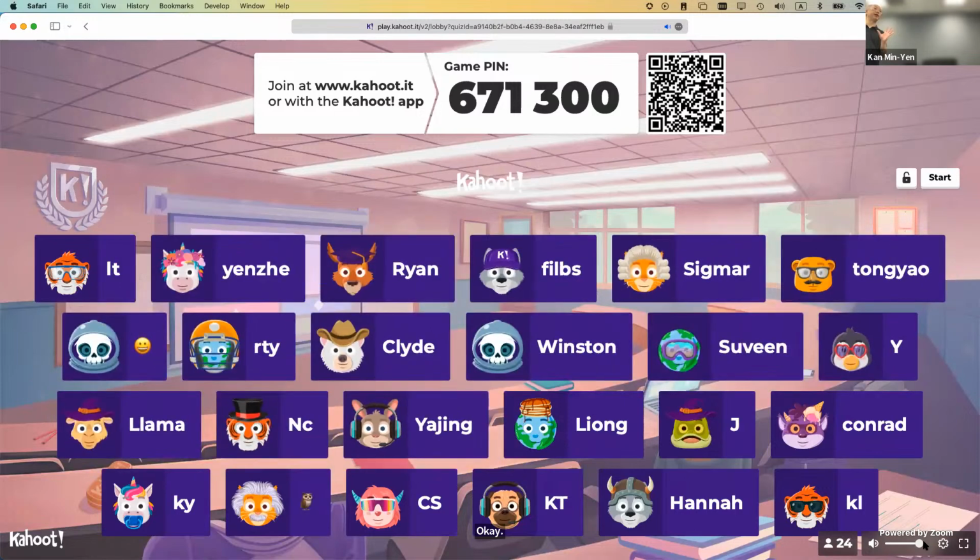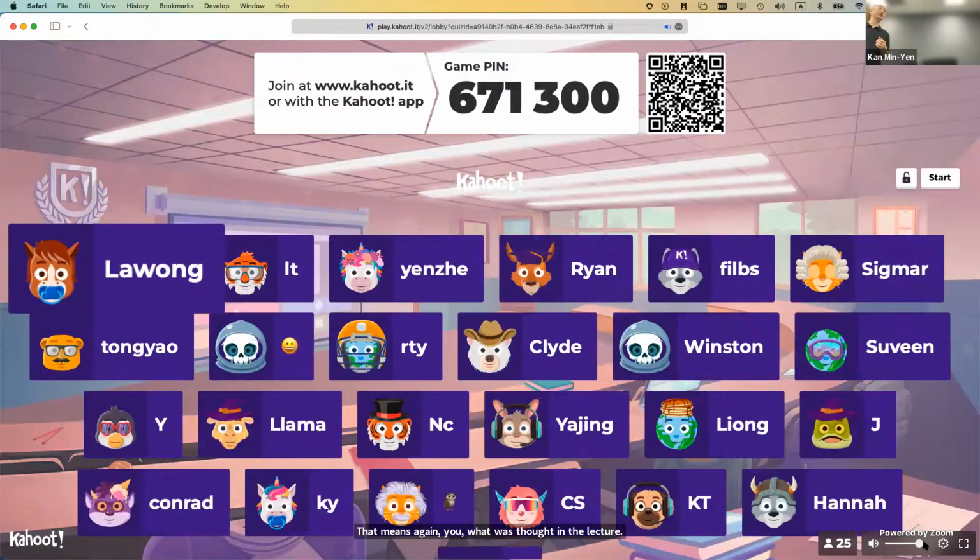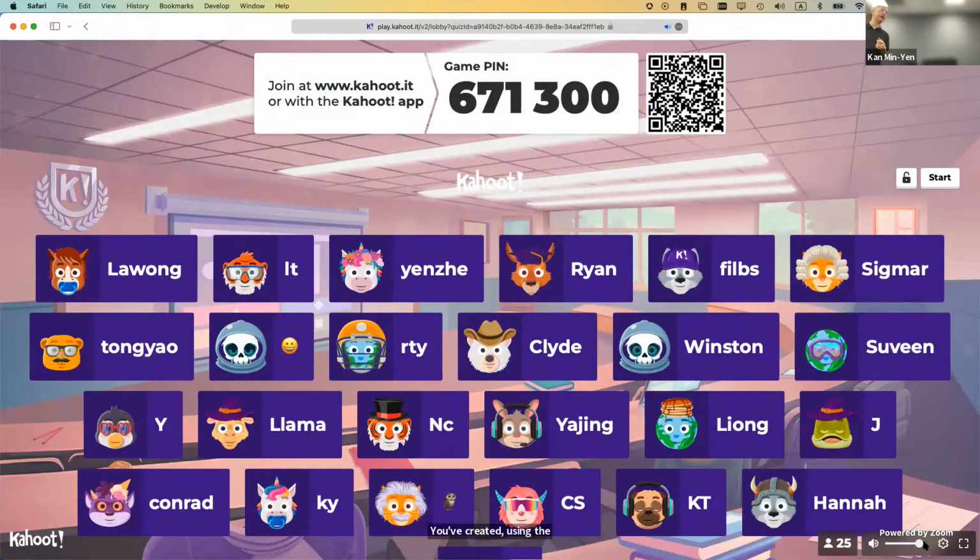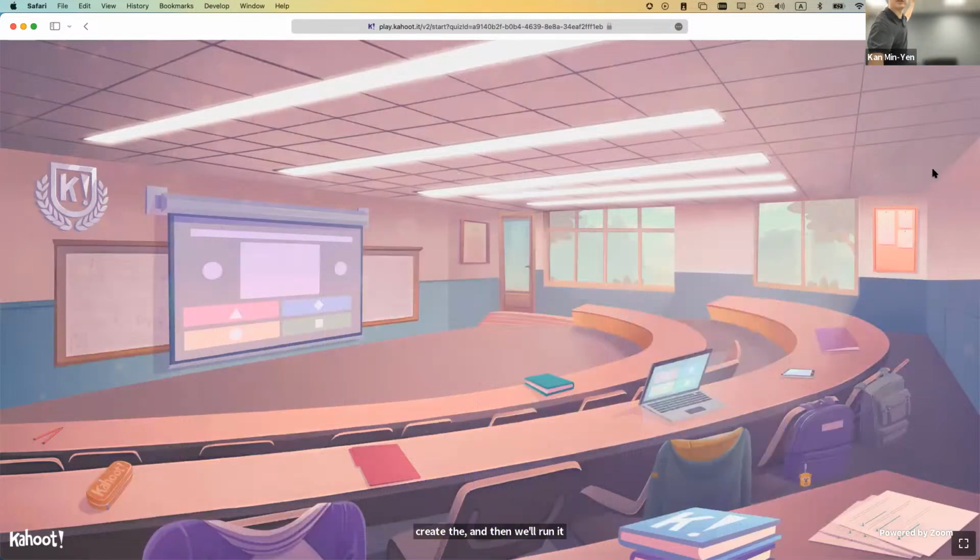Okay, again, when you're doing your support role, you can consider doing the Kahoot. That means you revise what was taught in the lecture. You create the Kahoot using the credentials that are pinned on the general channel, and then we'll run it the following day. Hey, everyone in? Anyone else? No? Let's go.